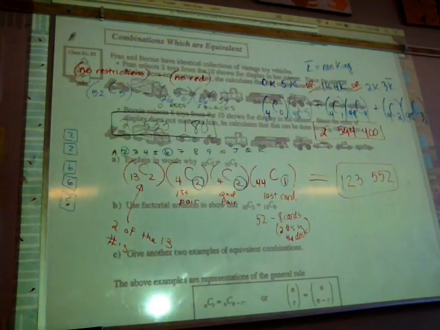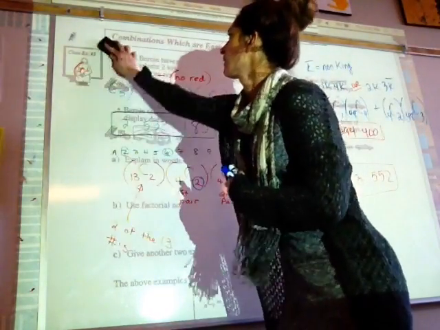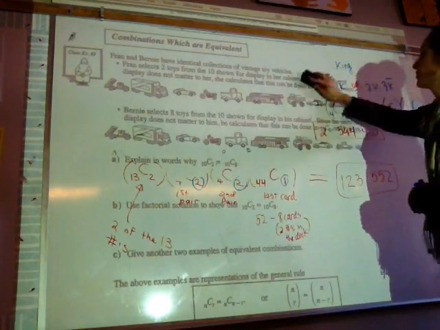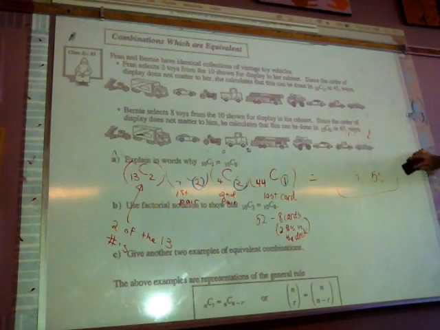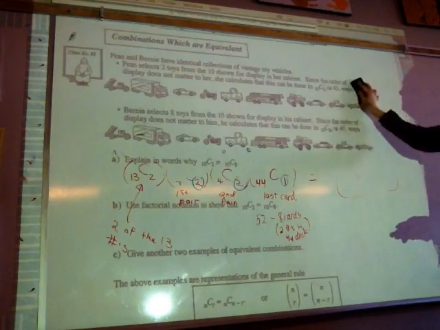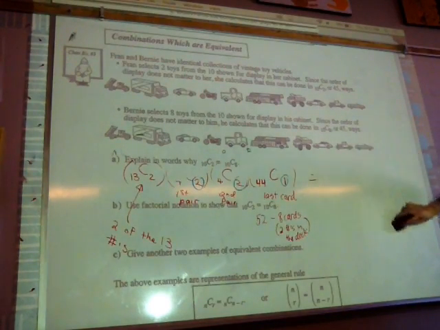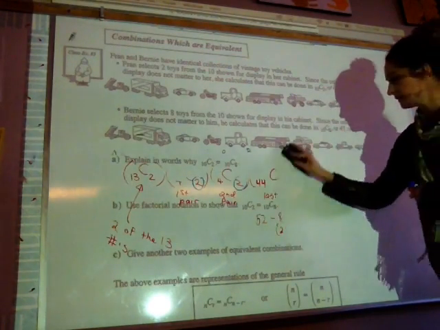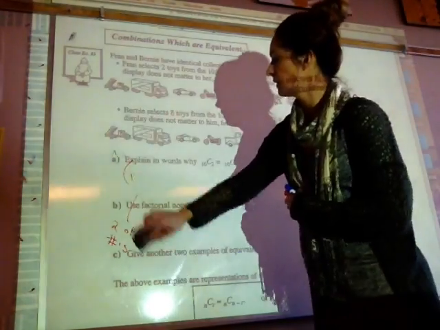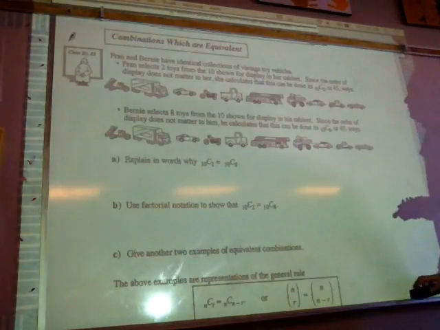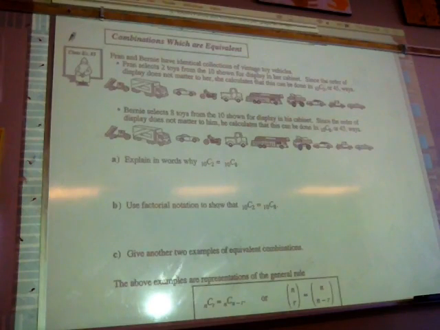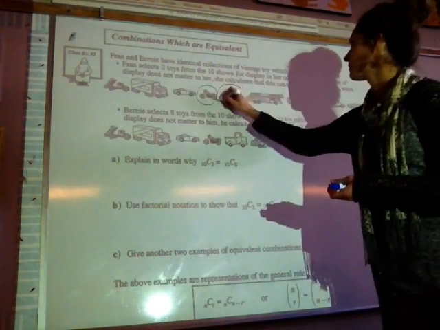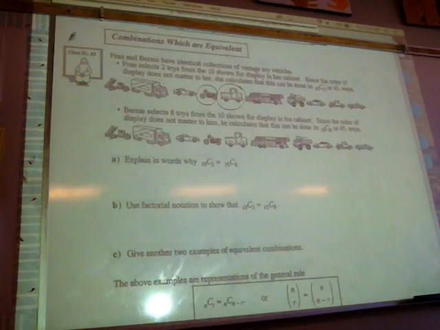So now we're going to look at when we have combinations that are equivalent. Fran and Bernie have identical collections of vintage toy vehicles. Fran selects 2 toys from the 10 shown for a display in her cabinet. Since the order of the display does not matter, she calculates that this can be done by taking 10 choose 2. If you calculate that, there's 45 ways in which you could choose these 2 toys. I'm just going to pick these 2. Motorbike, yeah, this is a pretty cool truck too. So I've selected 2 of the 10 toys.